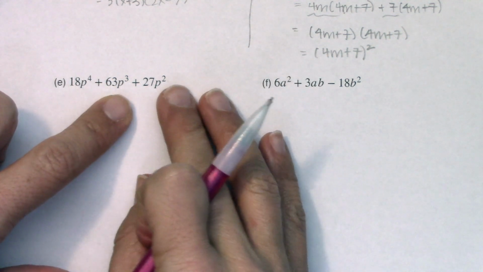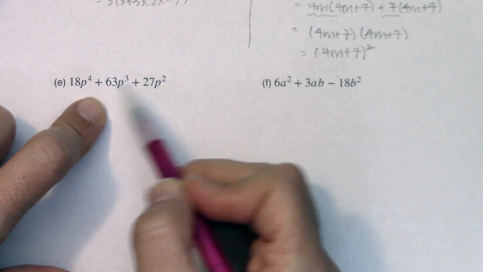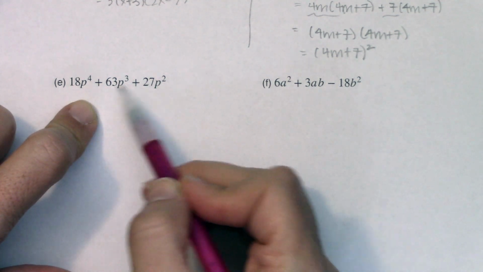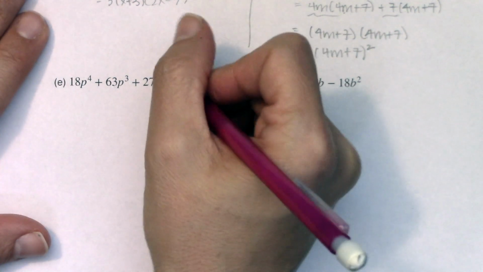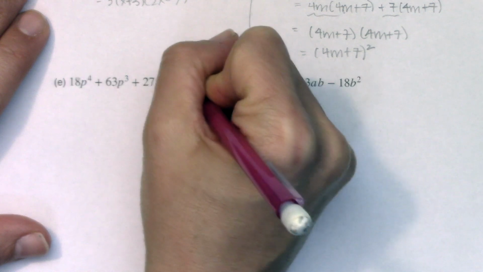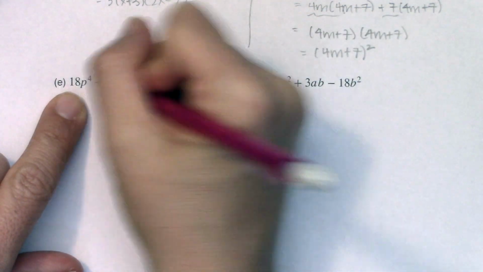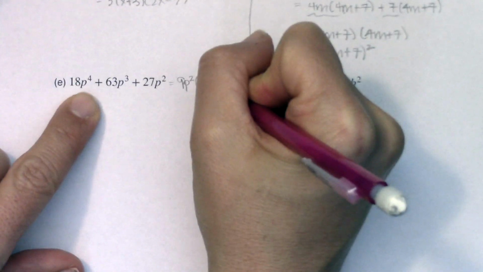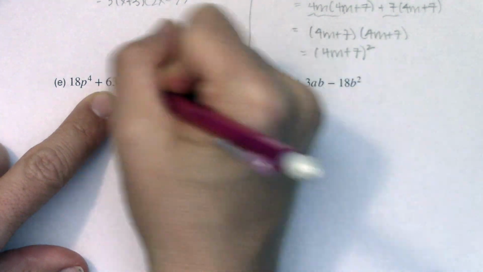I'll get it focused. All right, 18, 63, and 27 have a 9 common, and then p to the 4th, p squared, p to the 4th, p cubed and p squared also have a GCF of p squared. So let's take out the 9p squared, and we'll be left with, all right, 9 to get to 18 is 2, p squared to p to the fourth is 2p squared. All right, 9 to get to 63.